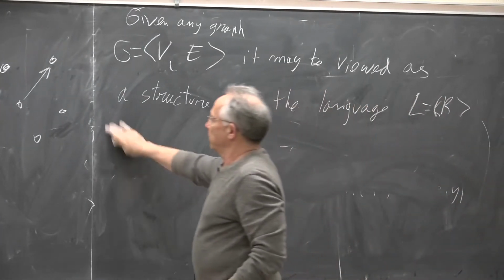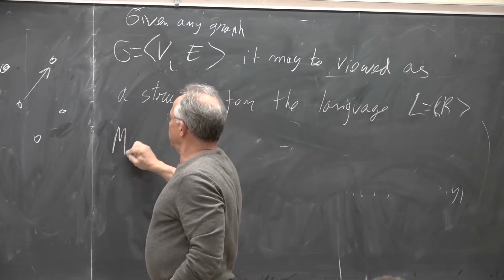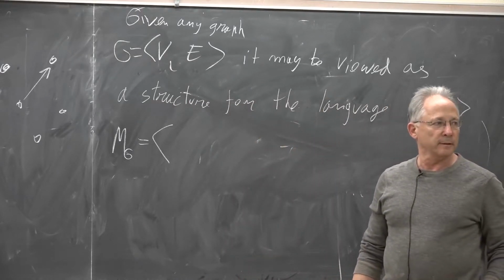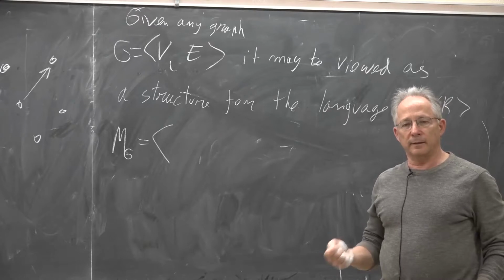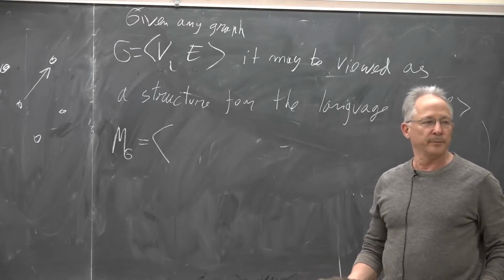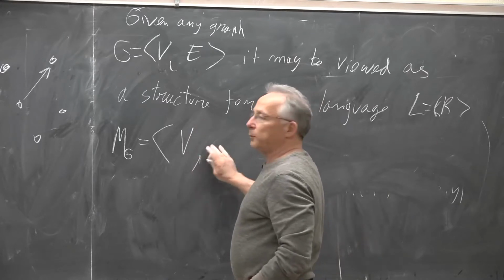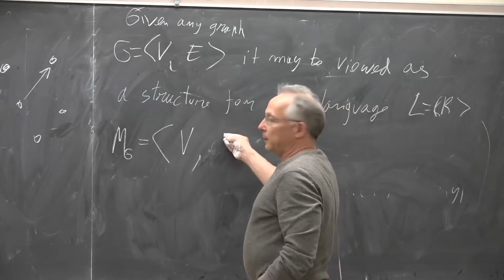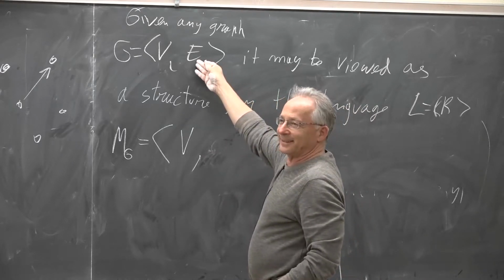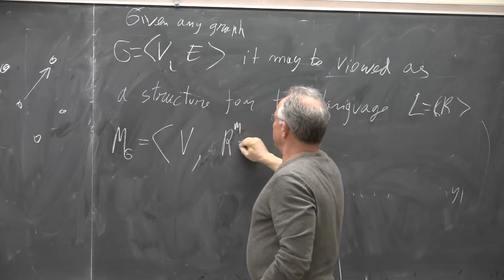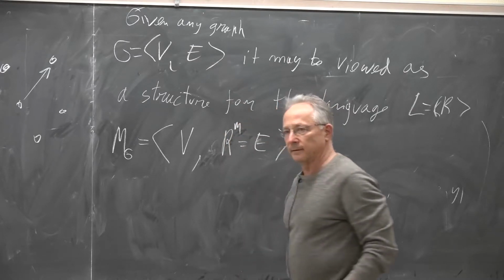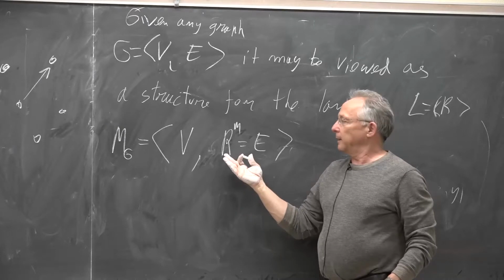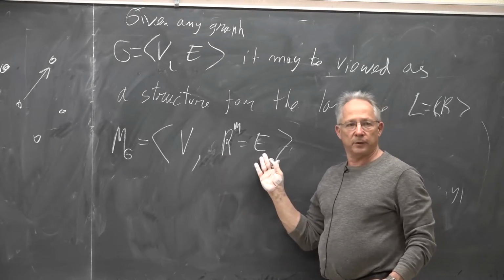How? What is going to be M_G? What is going to be my universe? If I want to interpret this as a structure, what will be my universe? The vertices. And what will be R of M? The set of edges. So R of M will be just the set of all edges. We said R in a structure is a set of pairs, if R is a two-place relation. So it will be the set of all edges.